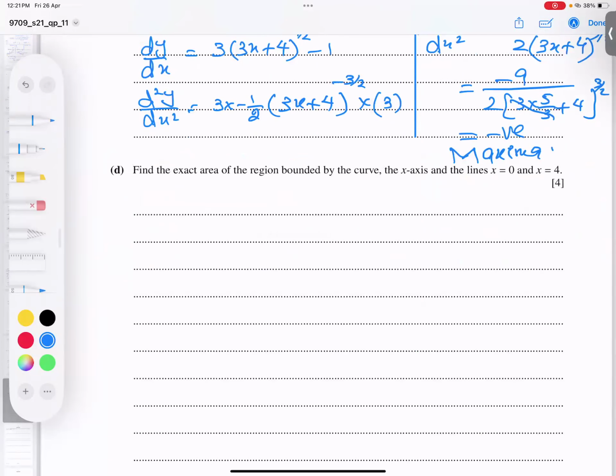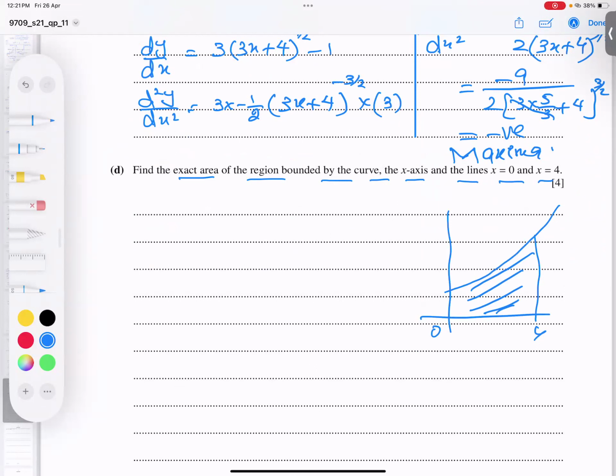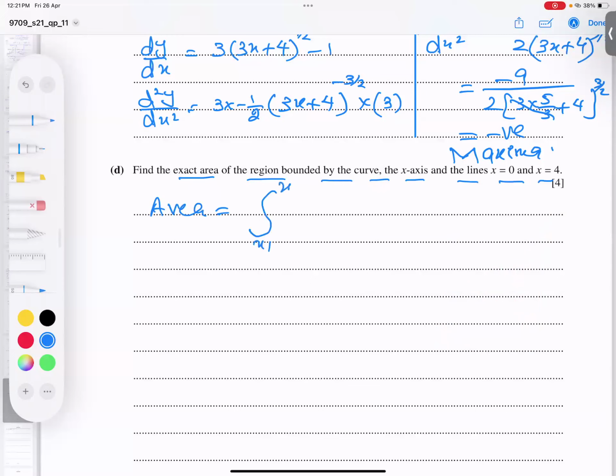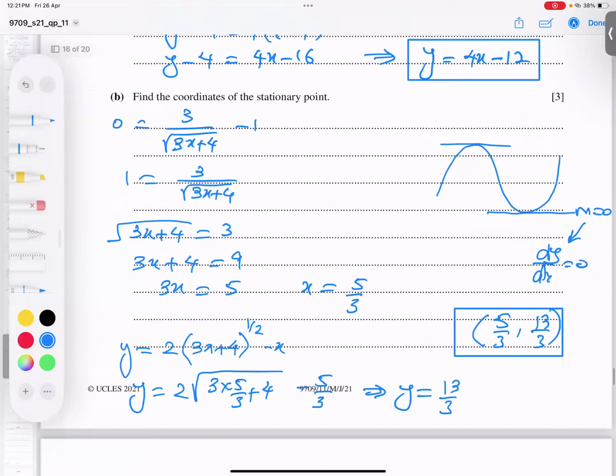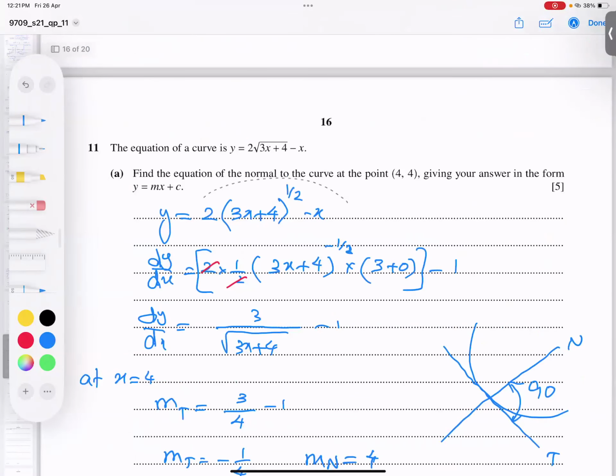And now he's asking for the next part: the exact area of the region bounded by the curve, the x-axis and the line x equals 4. It means roughly, for example, this is a curve and there's a 4, so this area he's asking. This is not the exact curve equation. What is the basic way? The starting limit is 0 and the ending limit is 4. So the area basic formula is the integral of y dx, with lower limit 0 and upper limit 4.